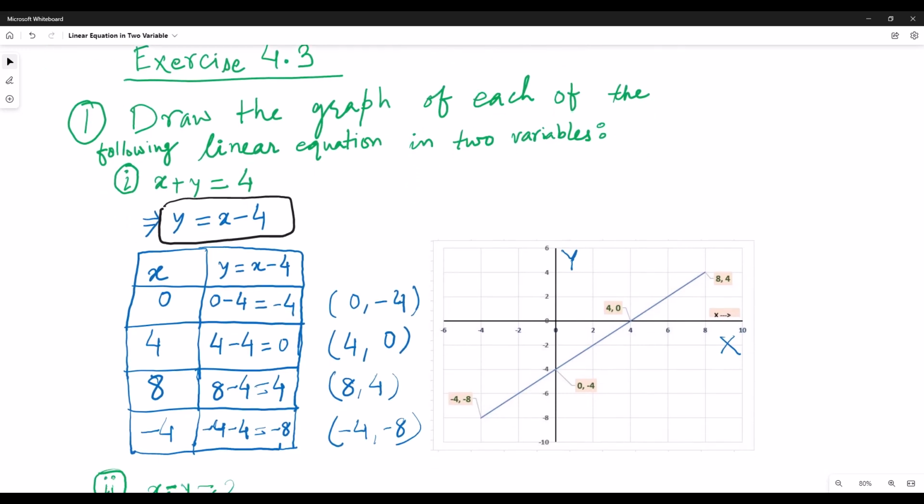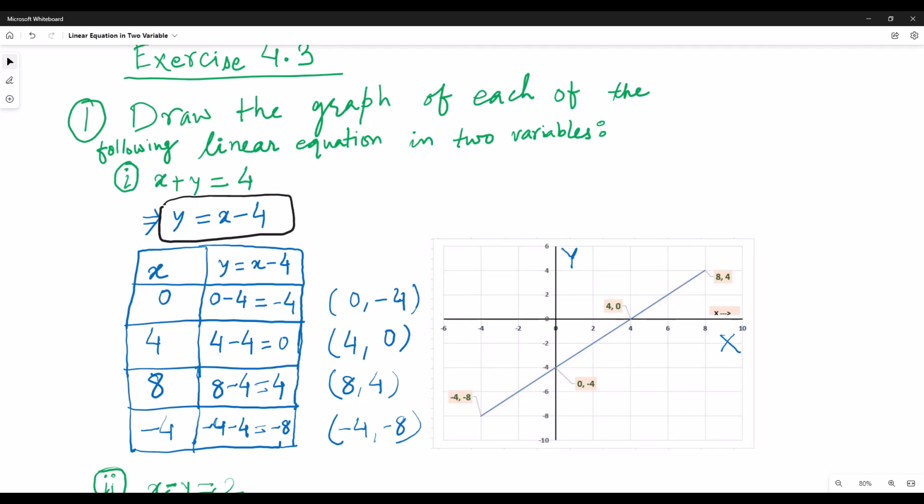Okay, so we will put x equals to 0. Then for x is 0, y is minus 4. For x is 4, y is 0. So 0, minus 4, 4, 0, 8, 4, minus 4, minus 8. We have found 4 of them. Okay, we can continue to find out, but we will plot these 4 points and we will be surprised to know that all these points lie on a straight line.